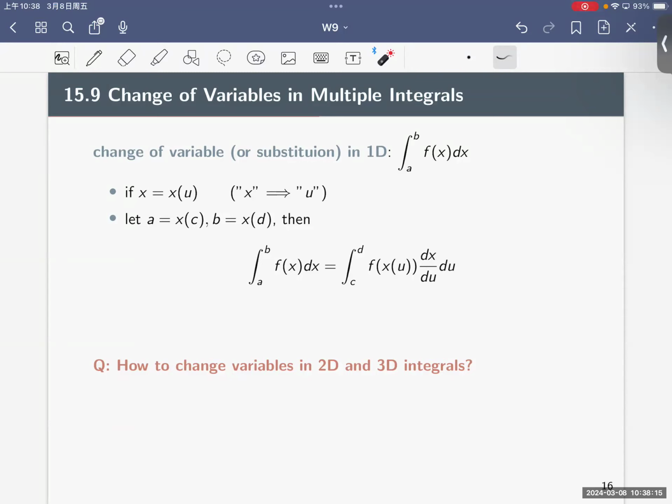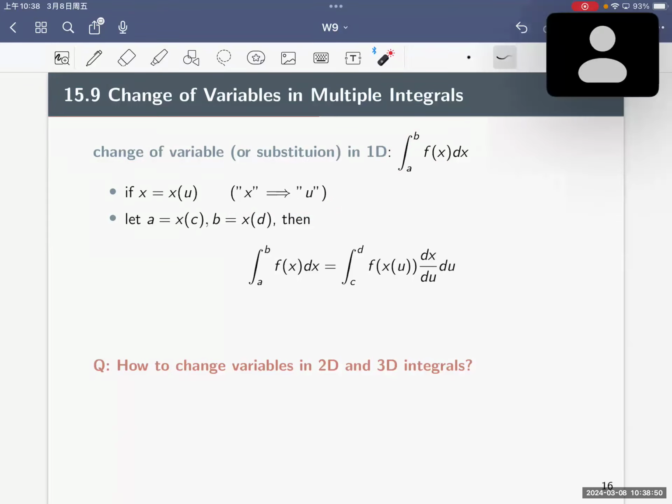So let's start from the 1D case that we see in calculus 1 or 2. In one variable calculus, there is a trick called change of variable, or substitution. That is, if I am given a single integral, an integration of f from a to b for x, I don't want the integration to be with respect to the variable x anymore. I want to change from x to u.